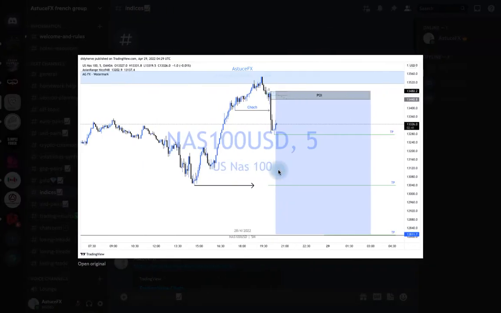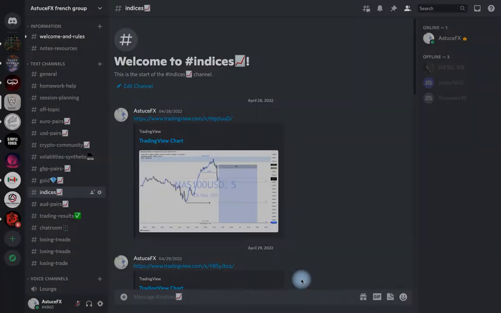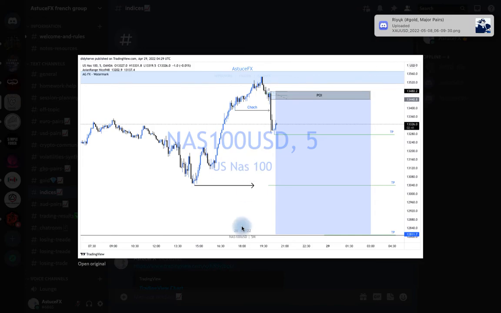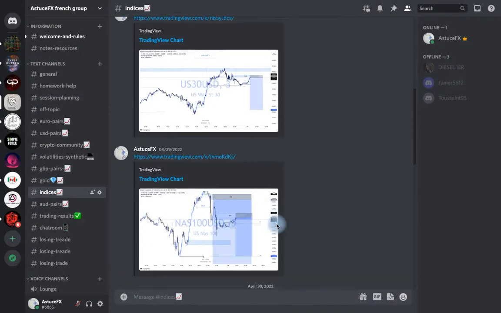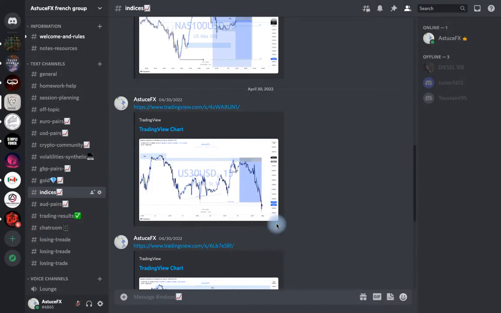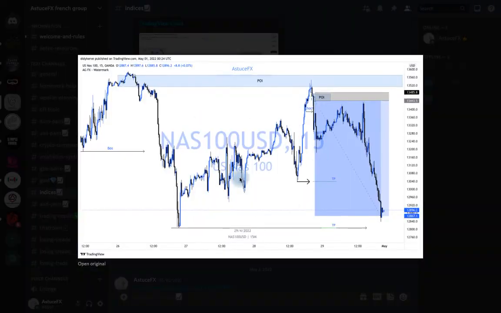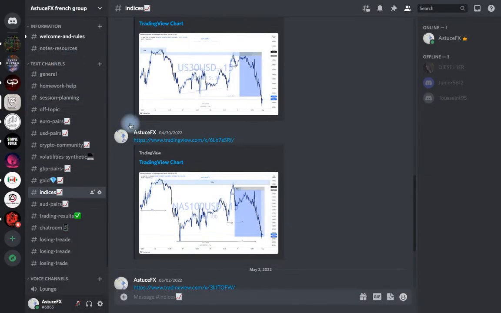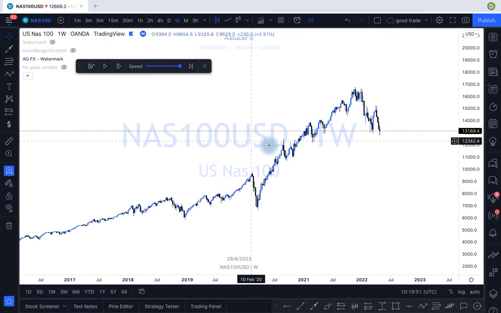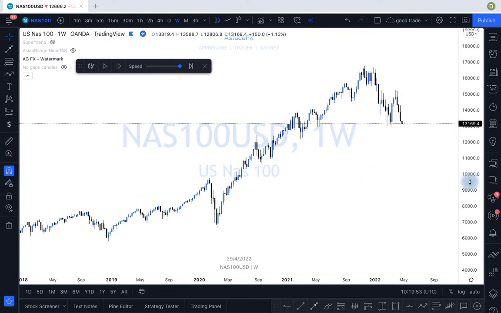Hello my people, in this video I'm gonna be breaking down a trade I took on NAS100. It ended up running for 1 to 18. Here's the screenshot before I took the trade, and also the take profit was somewhere down here. It was sent to the group chat. Let me get back to the chart and try to explain now why I took the trade and everything.